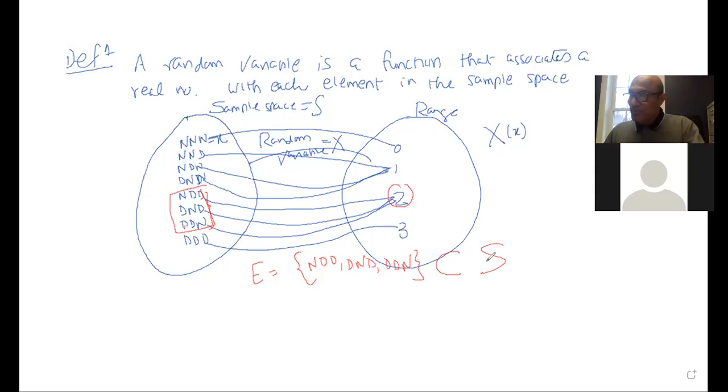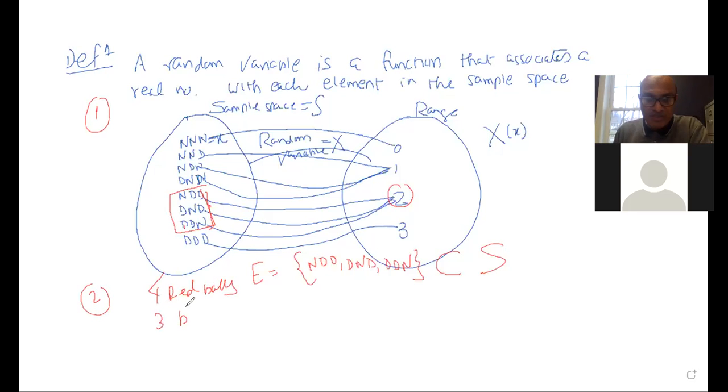Then I would like to go to another example in which 2 balls are drawn in succession without replacement. Please keep in mind that without replacement, 2 balls are drawn from an urn containing 4 red balls and 3 black balls. So in my second example, I have 4 red balls and 3 black balls.